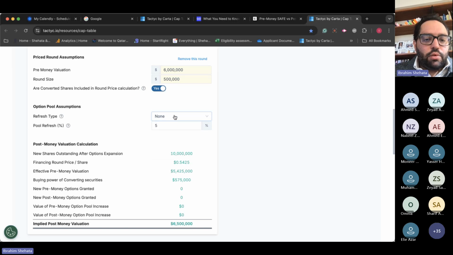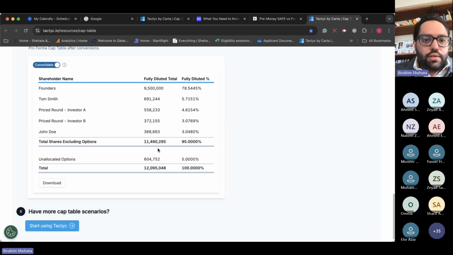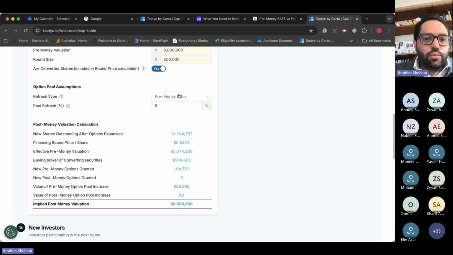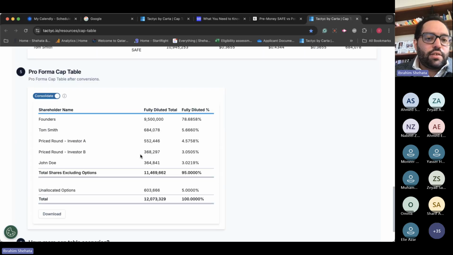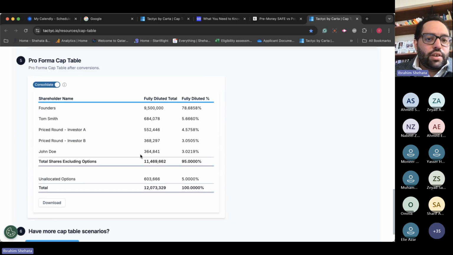Because here it's one second, pre-money. Yes. If we do it pre-money, it will stay 5%. If we do it post-money, it will be 5% also, but the number of shares will be different. So it doesn't matter. That's why you have to play with it, because it's a little bit tricky.